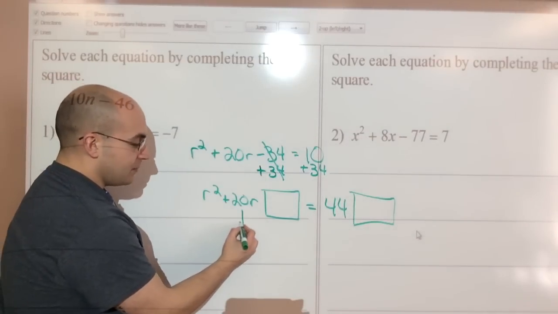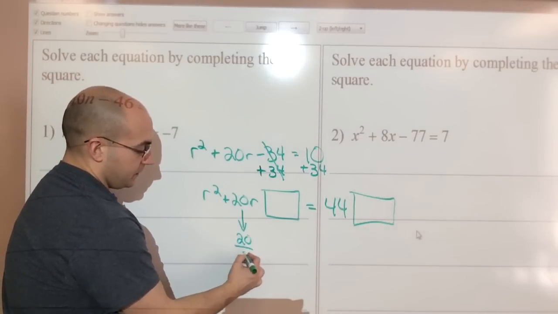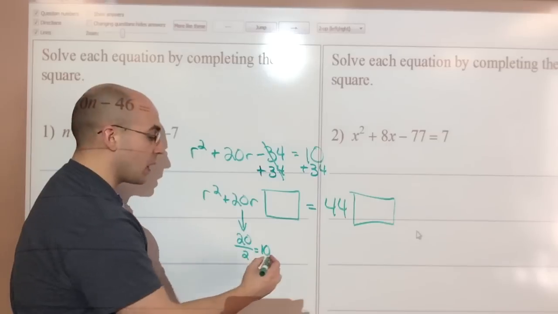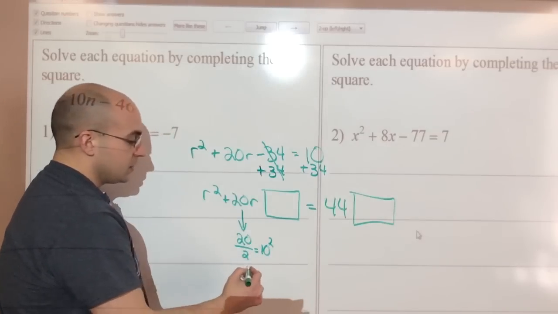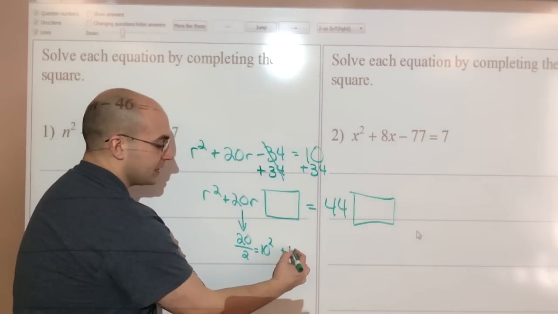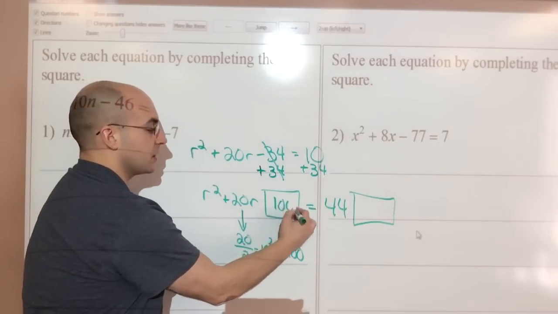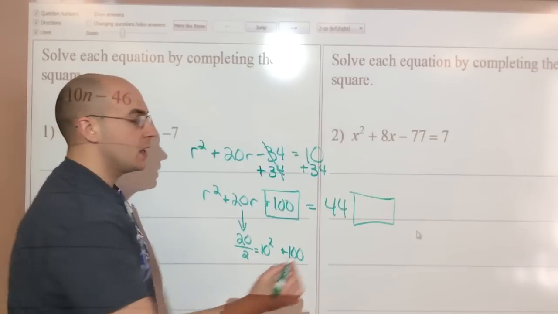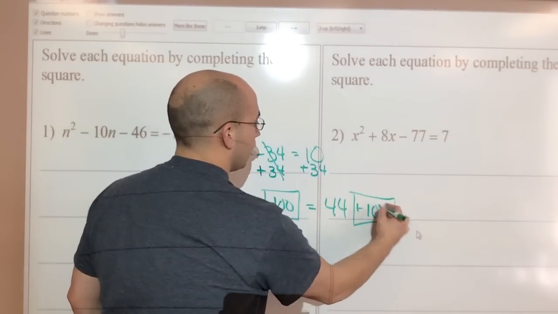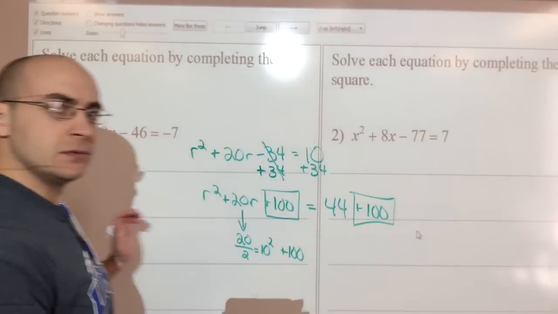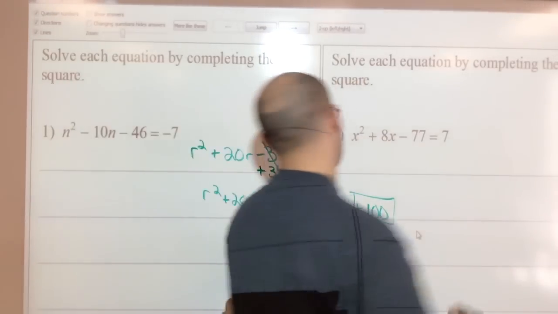What I do is I take the b term, and I divide it by 2. And I get 10. But I square that term. I square 10 now. So it's going to be 10 squared. So this is going to be 100. What I'm doing is I'm adding 100 into both of the boxes. Okay? So 100 is going to go here. Make sure you put the plus because it was a positive. And then put a plus here as well.